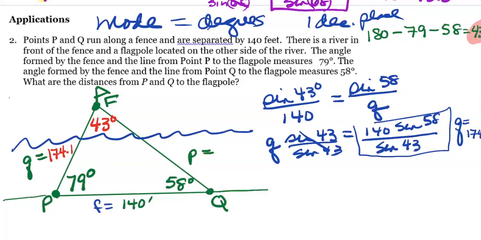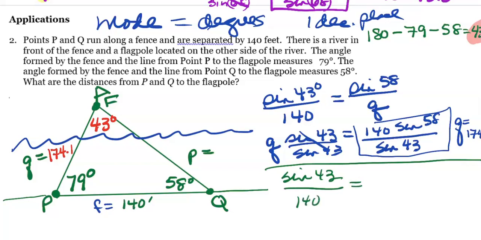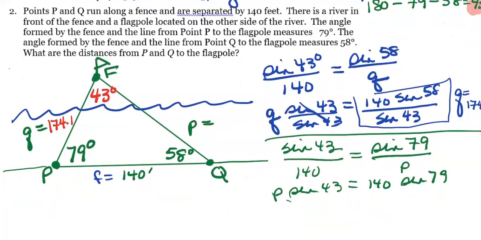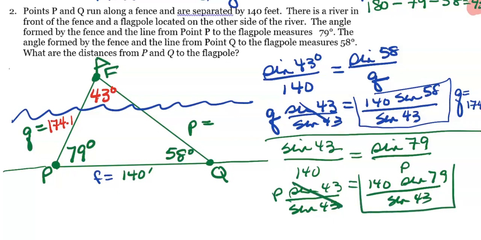Okay, time to find P. So let's change our color slightly. We are using the same ratio that we started off with, sine 43 over 140, but now we're going to find side P. So I'm going to say sine 79 over little p. Do your cross products. P times sine 43 equals 140 times sine 79. Divide both sides by sine 43. That becomes a 1. This goes in my calculator in one step, and I end up getting that P is going to be 201.5, and I'm going to write it right here.